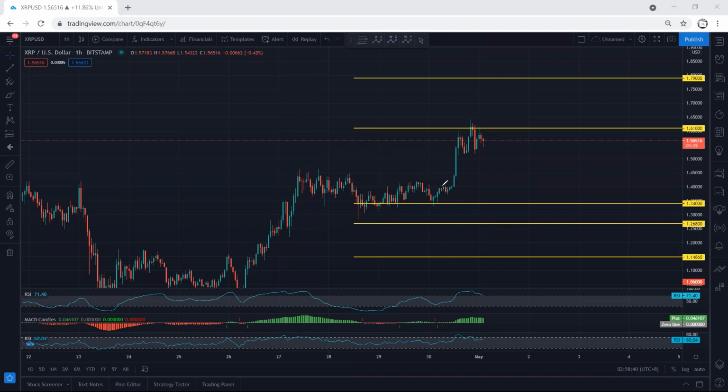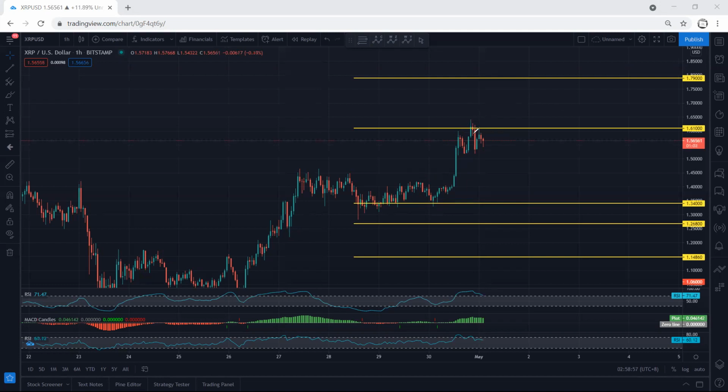In my last analysis, when the price was within this move, we mentioned that anyone who got a trade within this move has to start to manage it, at least move the stop loss to break even, because we have been looking for the price to tag 1.61. As you can see, the price tagged 1.61.